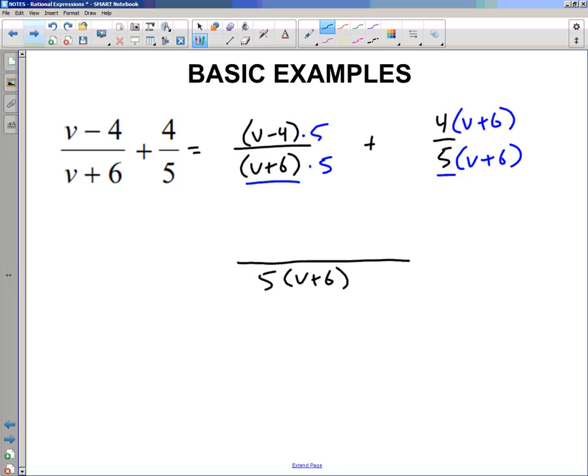On the top, I'm going to go ahead and move the 5 out in front. 5 times v minus 4 plus 4 times v plus 6. We need to try and factor the numerator, but before we can do that, we need to get rid of the parentheses and combine like terms. Let's distribute.